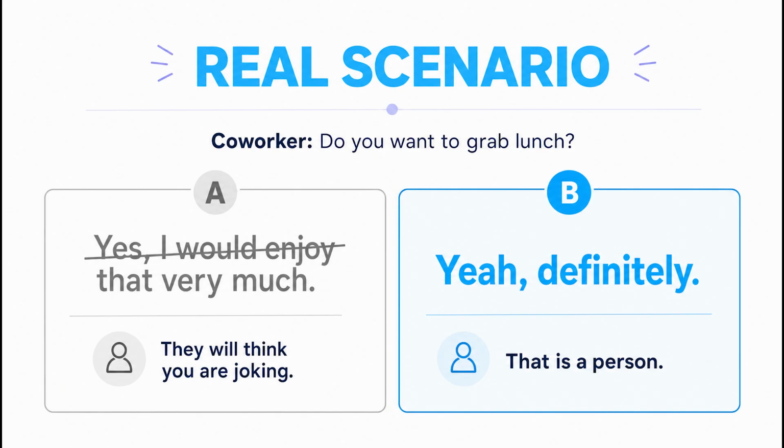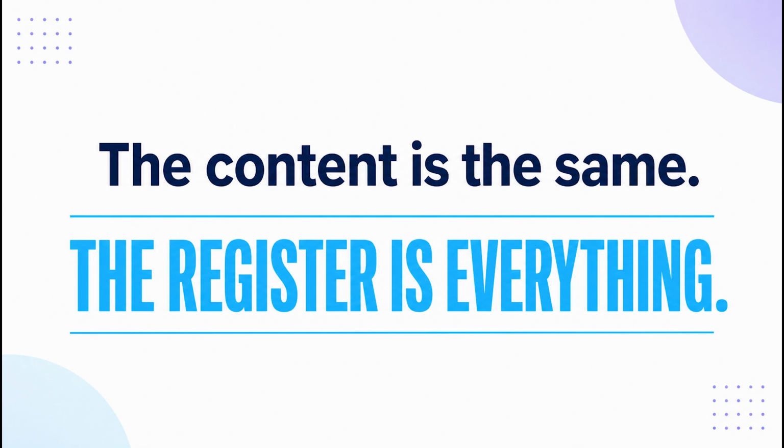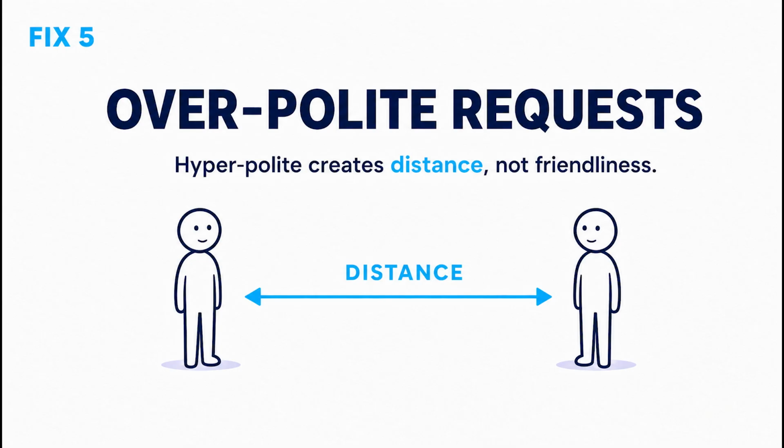One of those responses sounds like a human being. One sounds like you're playing a character in a Victorian novel. The content is the same. The register is everything. The most formal sounding pattern of all. Textbooks teach you hyper-polite request structures, and they're not wrong. In formal situations, they're exactly right. But in casual conversation, they create a strange distance.